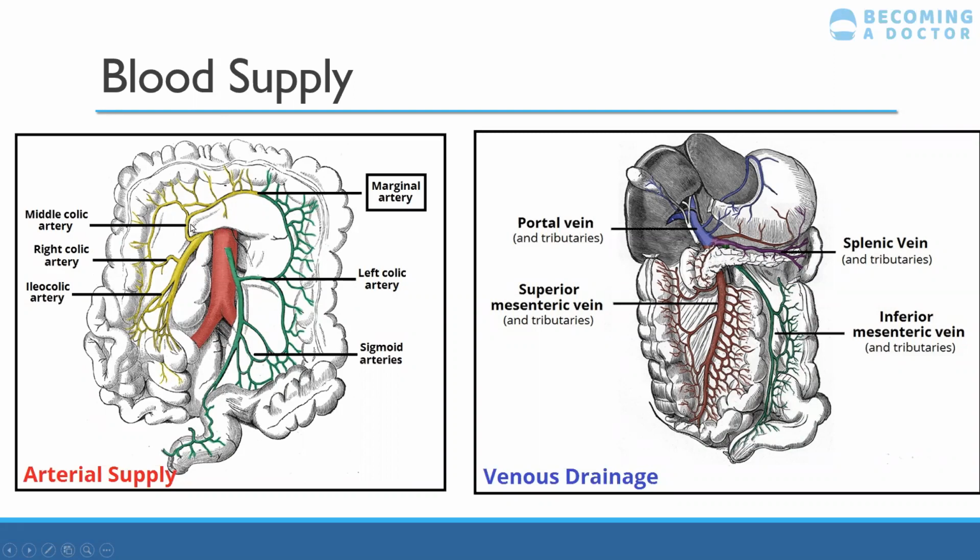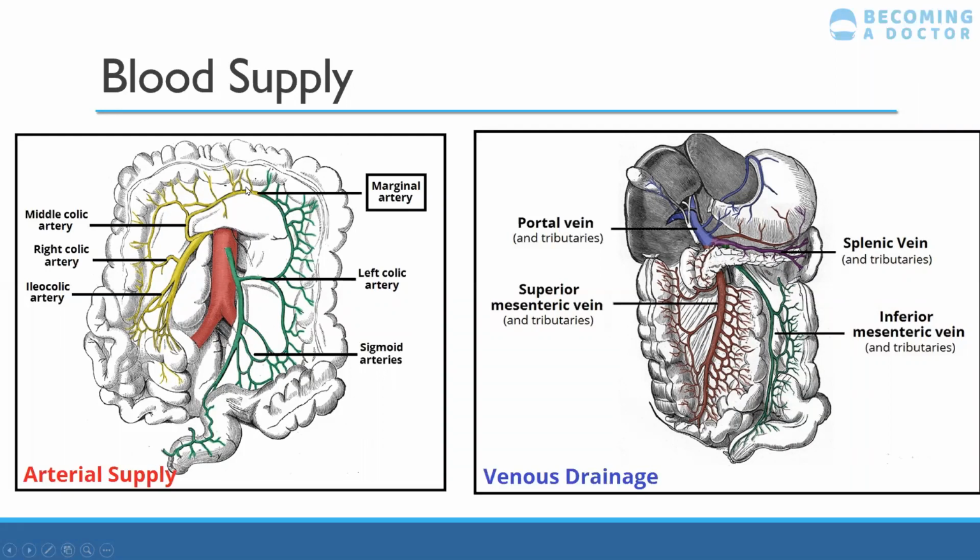And over here I've labelled the specific arteries which supply each bit. The important thing to note is that there's something known as the marginal artery, which is really clinically important because it combines both of these arterial supplies, so basically it forms a sort of continuous loop.